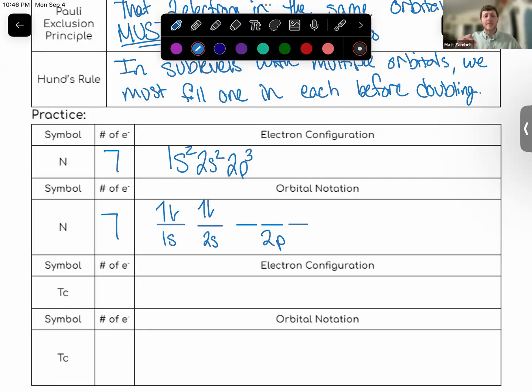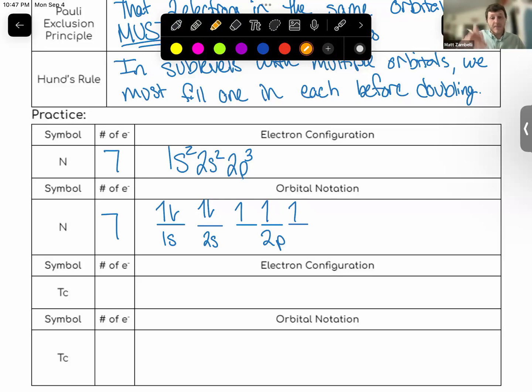And so this is where we talk about Hund's rule. If we have 3, we need to put 1, 2, 3. We can't put 1, 2, 3 like this. We never want to, if we have the opportunity, leave one completely empty. We always want to fill each of them first with 1 before we fill a second one.